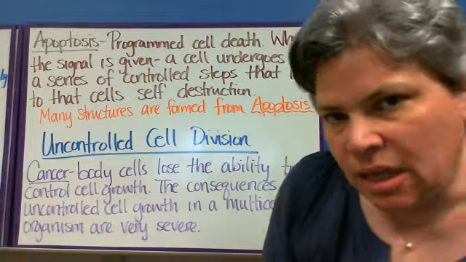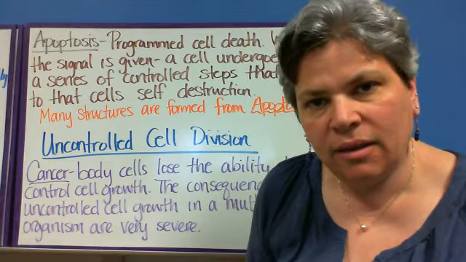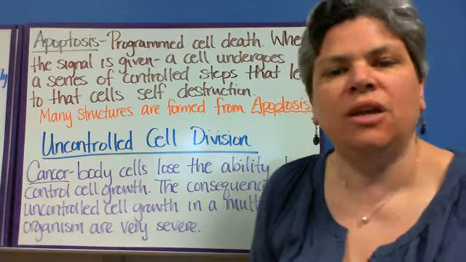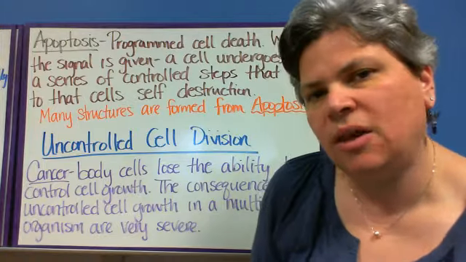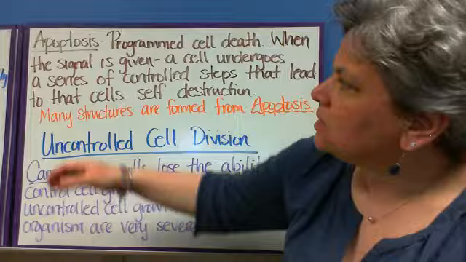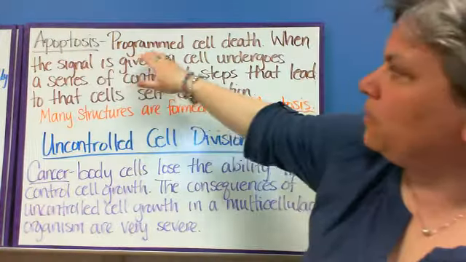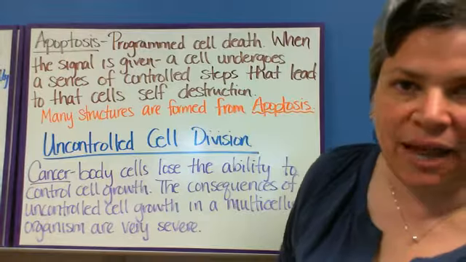So what about these cells? Obviously, we know if a cell is damaged, we want to get it out of the way. But what if the cell isn't damaged? Do you ever think that there's a case where the cell might be destroyed? And there is a case, and that process is called apoptosis. Apoptosis is what we refer to as programmed cell death.